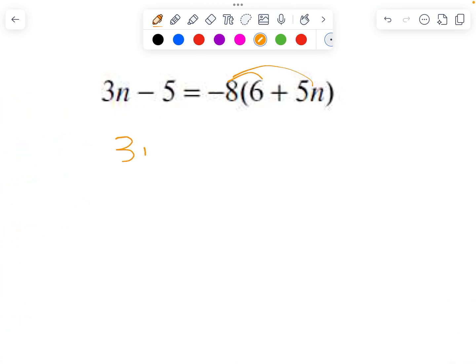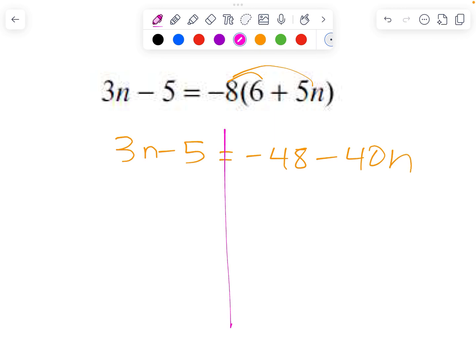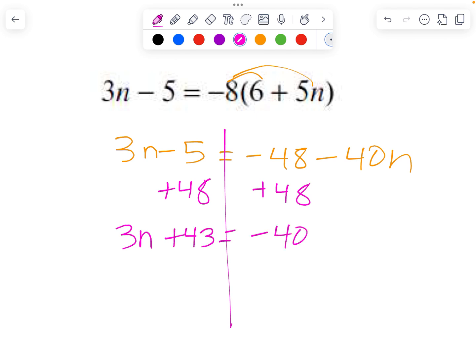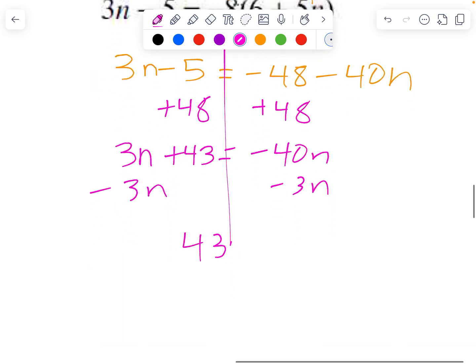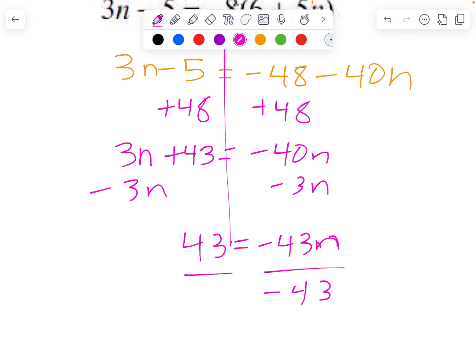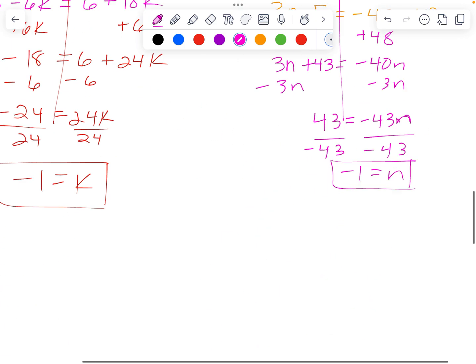So I usually do suggest that we distribute first and then look to see that you combine like terms, but that doesn't mean that there's not more than one way to solve these problems. So I'm distributing by multiplying both those by negative 8. And I'm going to get the numbers over here first, it looks like. So I have 3n plus 43 equals negative 40n. And then I'm going to move this 3n over here because I have variables on the right. And again, I'm going to divide 43 by negative 43, get the same answer as the last one. Negative 1 equals n.